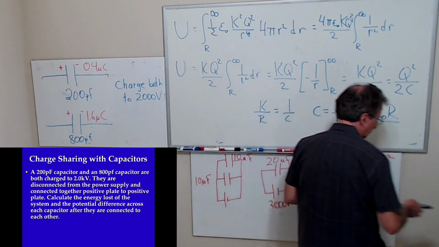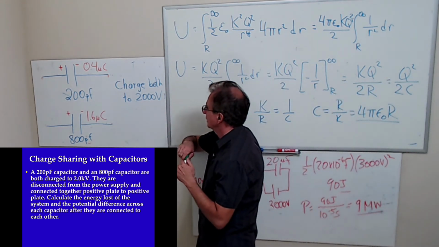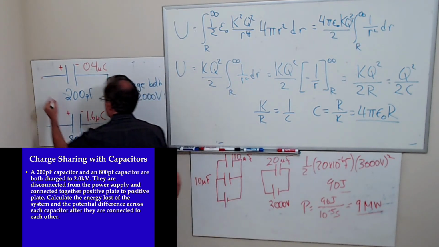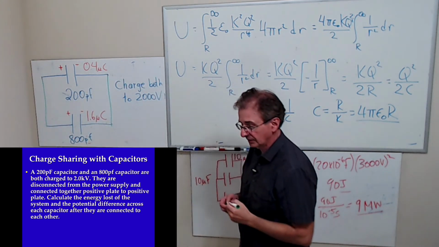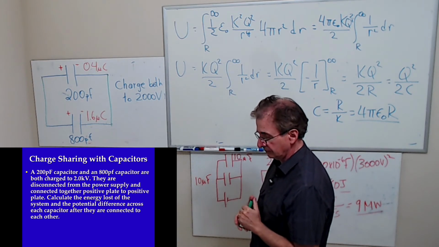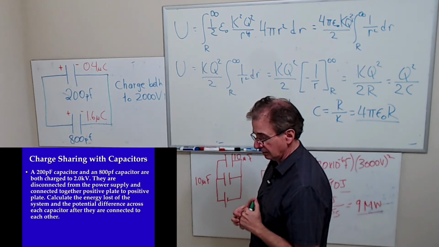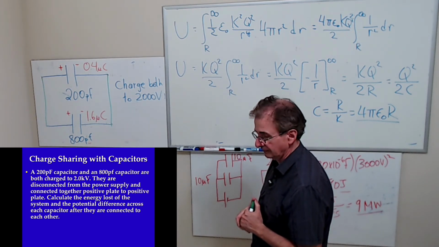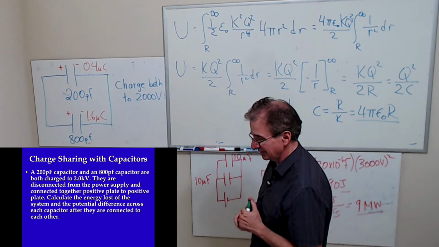Okay, so I have these two capacitors. I know they're charged at 2,000 volts. I know how much charge is on each one. I'm going to connect them together. So tell me what happens. Anyone want to guess what happens? No guesses?